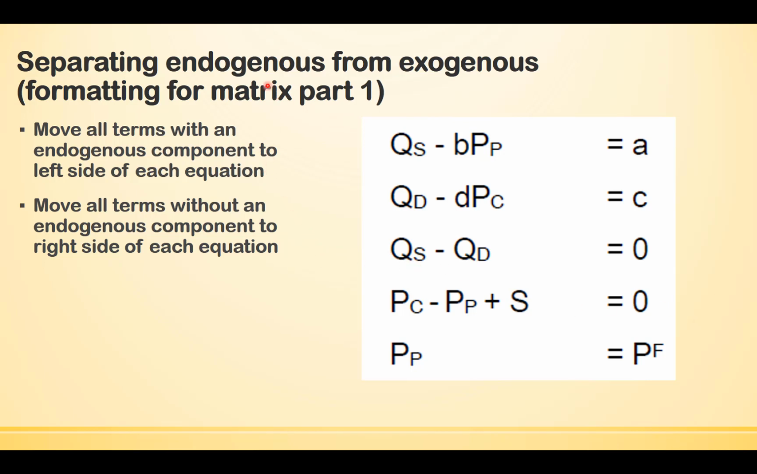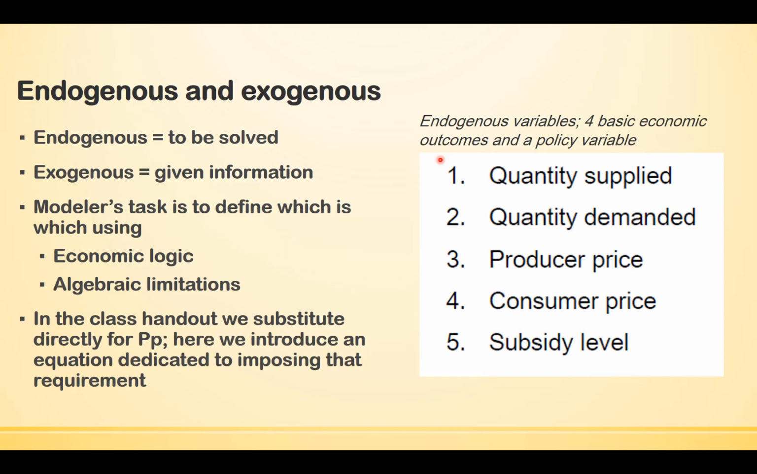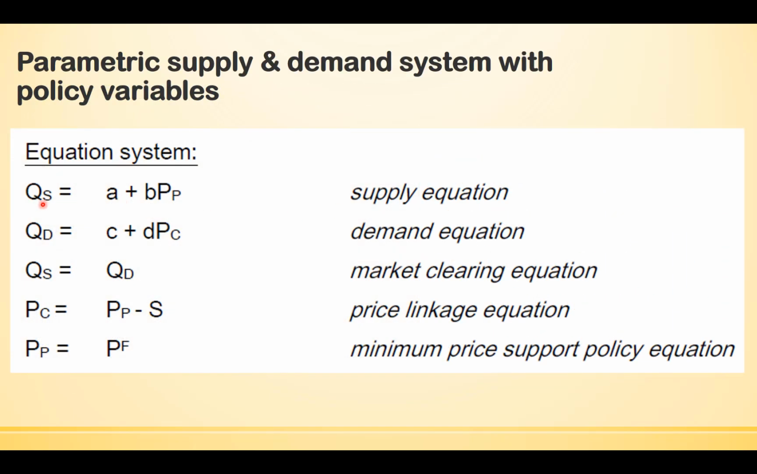Okay, so our rules here basically are separate the endogenous pieces from the exogenous pieces. So if it's a term in the equation, and by term we mean something that sits between a subtraction or an addition sign, so going back here, QS is a term, A is a term, and then B times the producer price is a term. QD is a term, C is a term, D times the consumer price is a term. So every additive term, everything that's added or subtracted, is its own term, and that's how we want to separate this stuff.